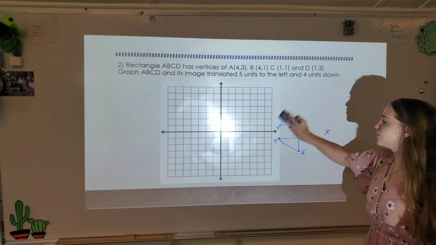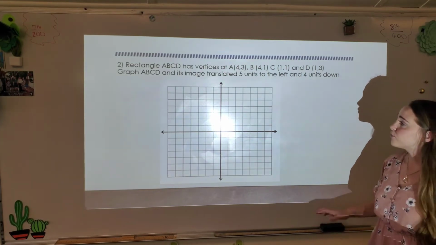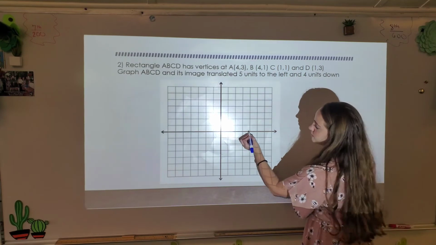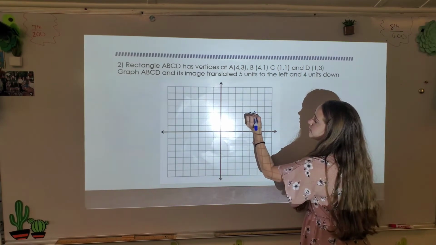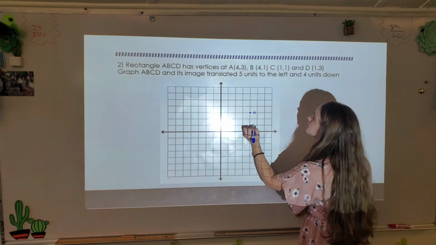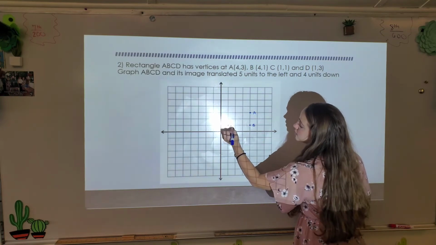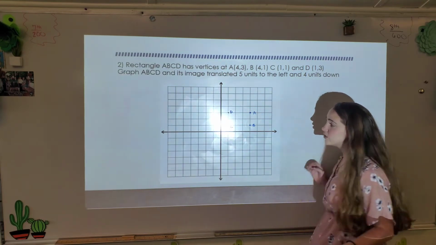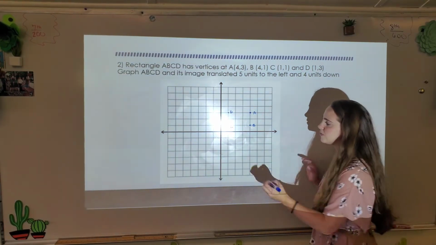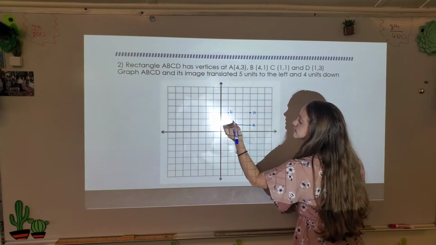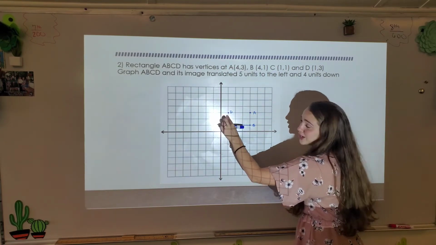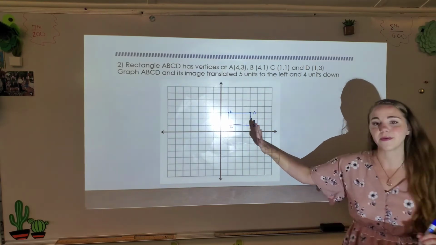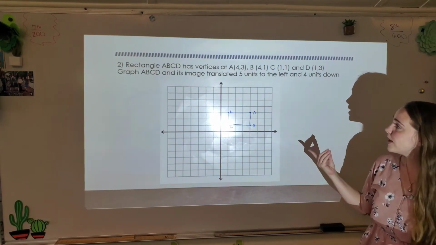Rectangle ABCD, so now there's 4 points. It's at (4, 3), (4, 1), (1, 1), and (1, 3). So I'm just going to quickly draw it. Okay, so that's our original rectangle. I'll try to draw the lines. I just can't seem to draw straight. Please bear with me. I ask every day of my life as I'm teaching. Okay, so ABCD, and this one is translated.